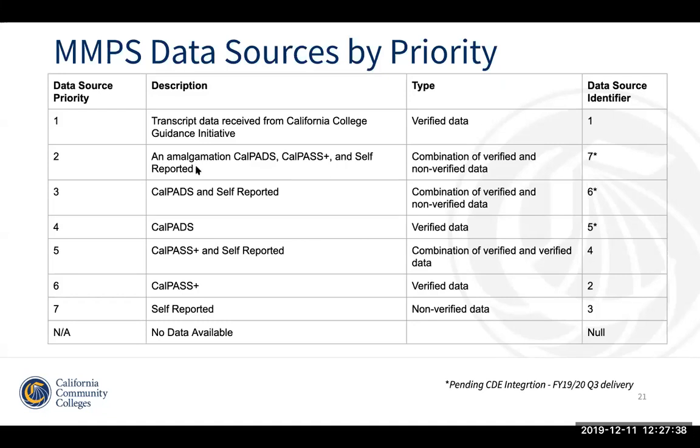And so when we look at the next couple of sources, you can see there's a couple of different places where we're combining CalPADS, CalPlus, and self-reported. Next priority would be CalPADS plus self-reported. CalPADS will be the next priority. From there, we go to CalPAS and self-reported data, CalPAS data, then finally self-reported data only if we don't have any verified data available. And then of course, when we don't have any data available, that's when we pass over that and transmit that no placement record to the system.